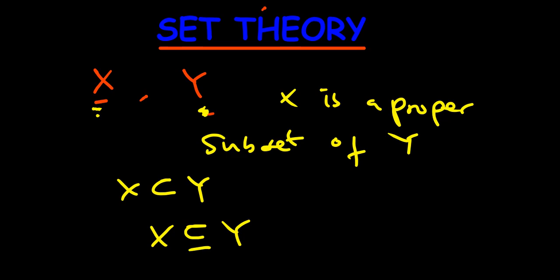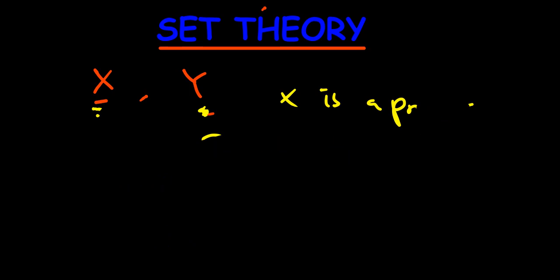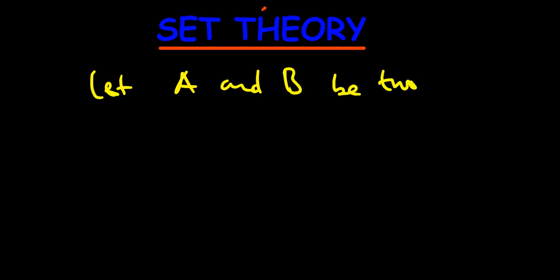So we move on to the next definition that we have. When are two sets equal? When are two sets said to be equal? Let a and b be two sets, non-empty sets of course. They're non-empty, meaning there's something in both of them.